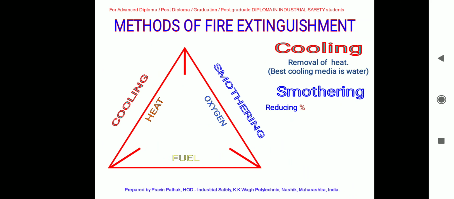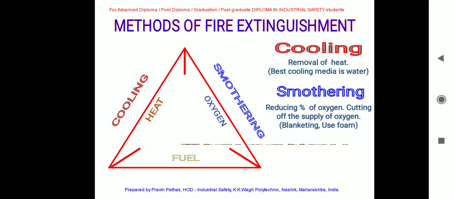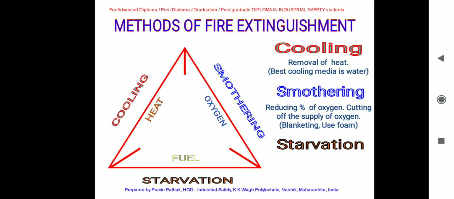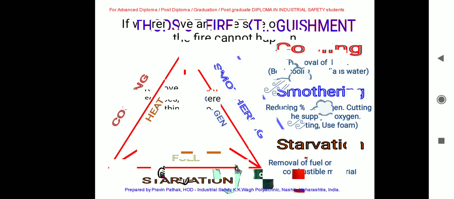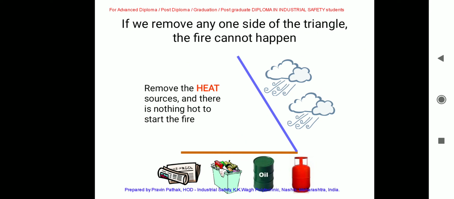Basically, on the basis of the fire triangle, there are three methods of fire extinguishment, that is called cooling, smothering and starvation. So what is cooling? If the heat is removed, then it is called cooling. If the oxygen is removed, then it is called smothering, and if the fuel is removed, then it is called starvation. So on the basis of these sides of the triangle, or the elements of fire, the methods of fire extinguishment are defined.